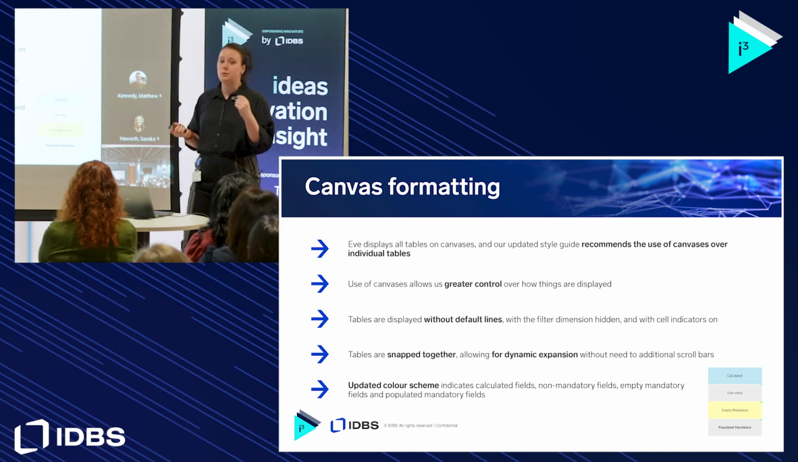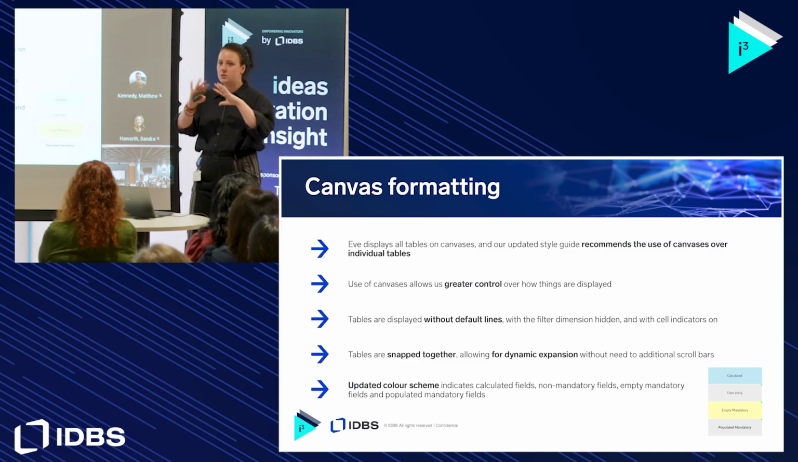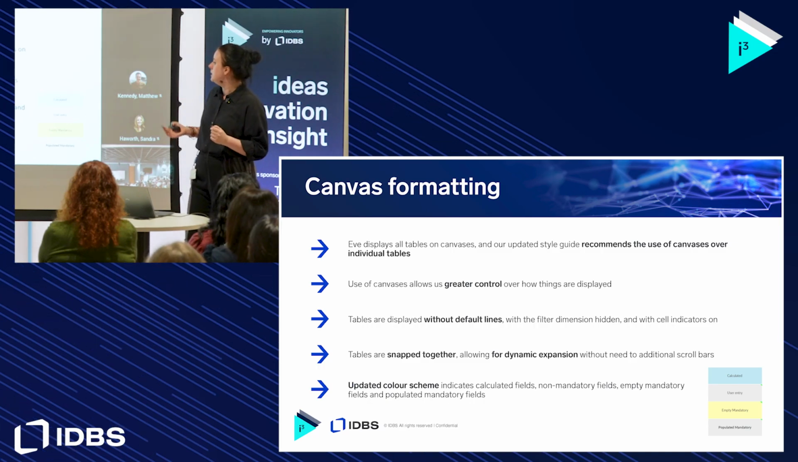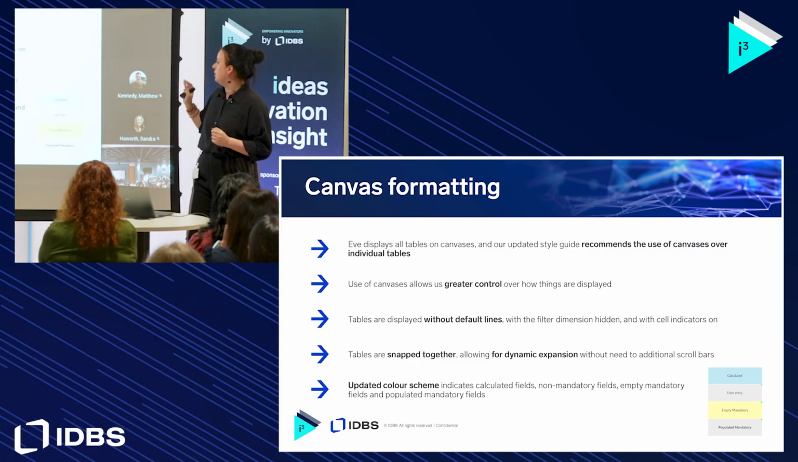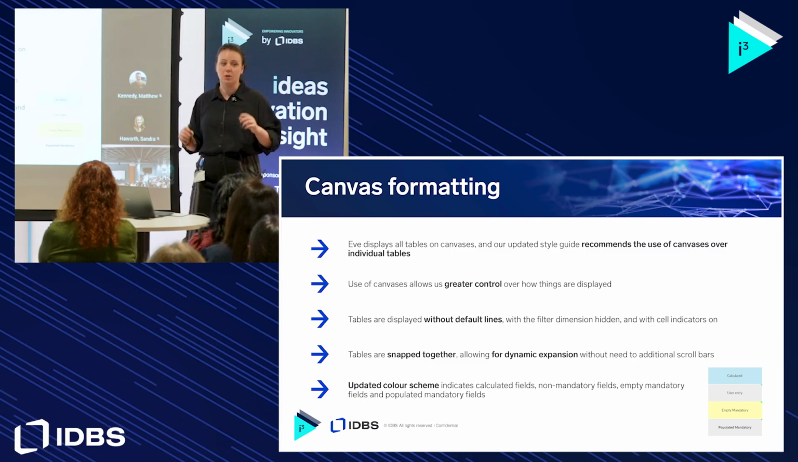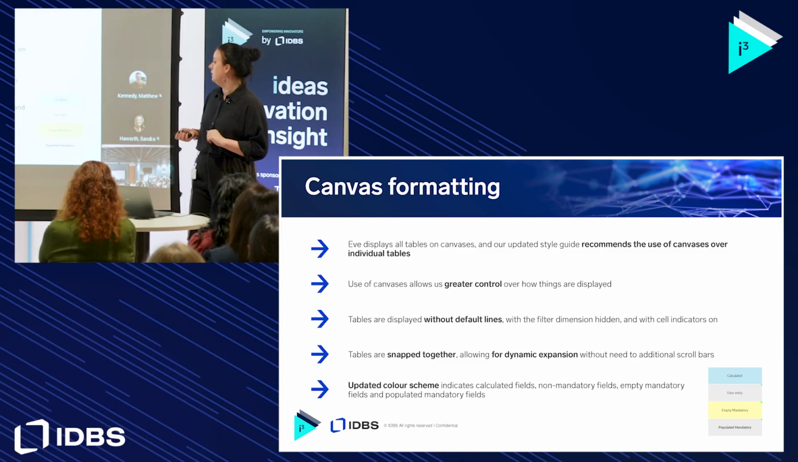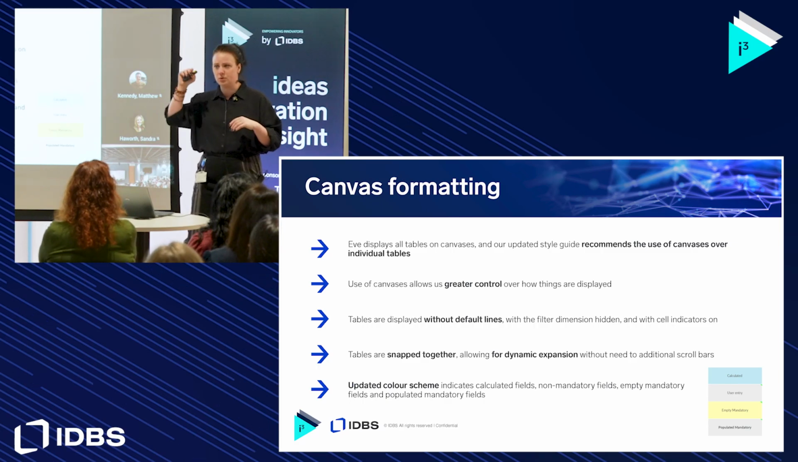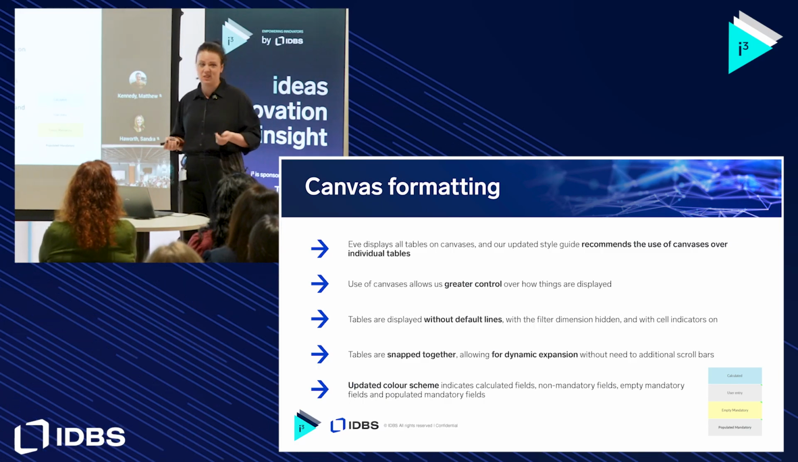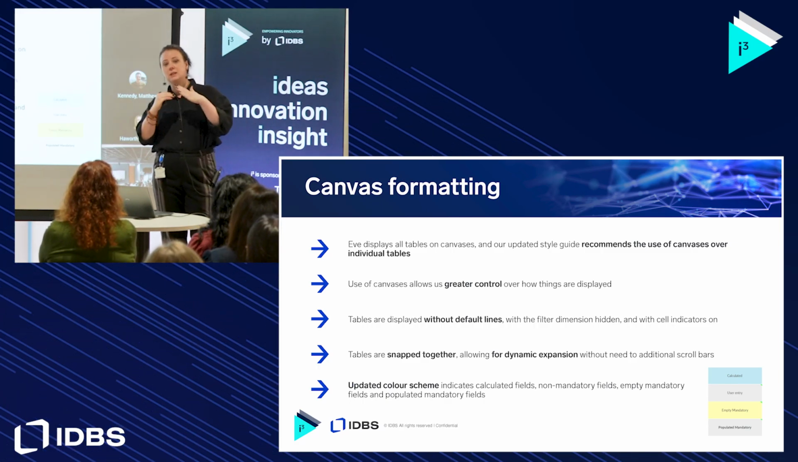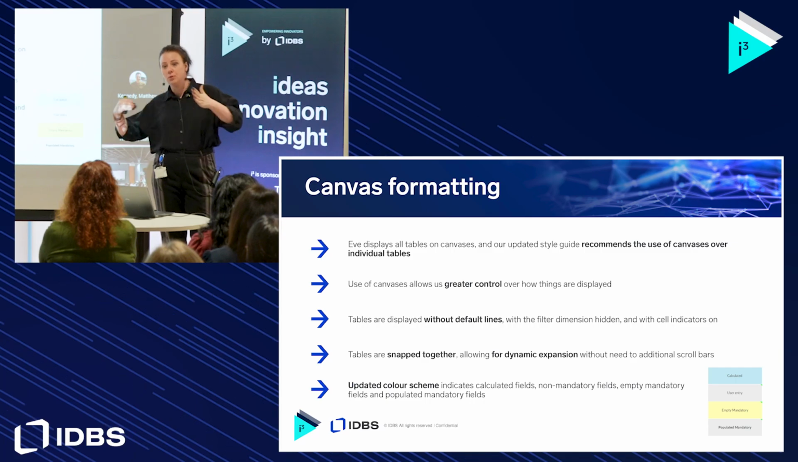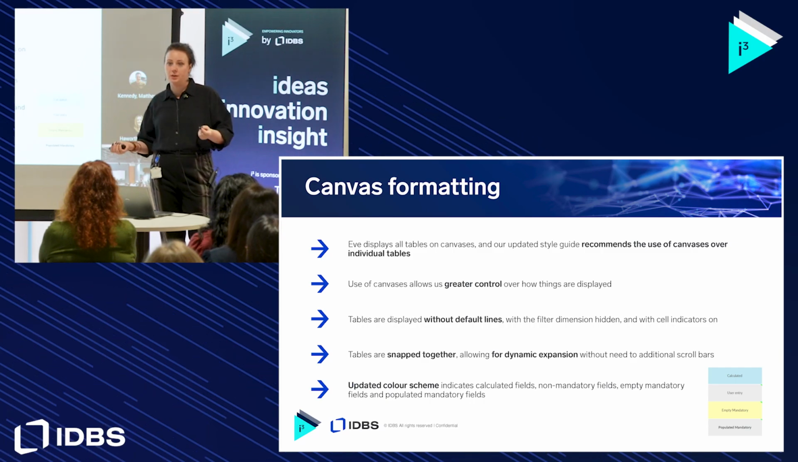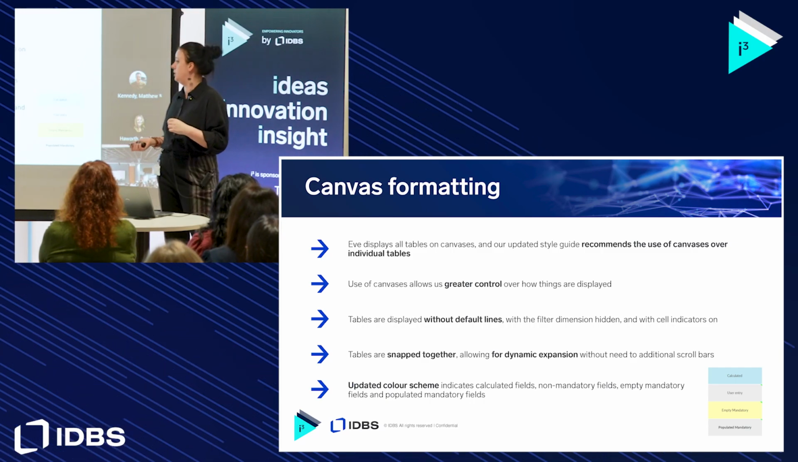Canvases give us greater control over how things are displayed. Our tables are displayed without default lines. Everything is shaded in. We hide the filter dimension. We've got signal indicators on so that you know where you need to fill things in. Tables are also snapped together. I am not a fan of the multiple scroll bars. I know not a lot of people are because it gets confusing. So now as tables expand dynamically, they move for each other and they make room for each other. And that's what the snap feature has allowed us to do.